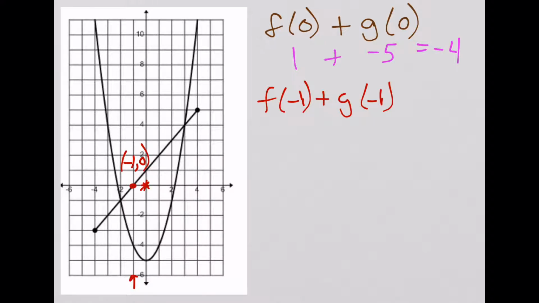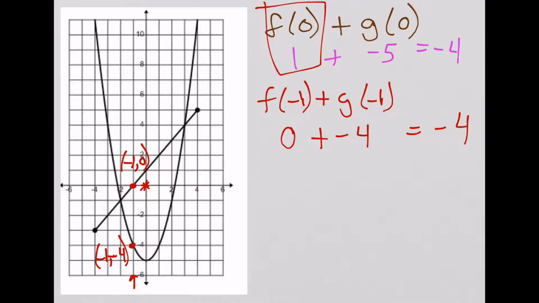Then I am adding to that g of negative 1. G of negative 1 is on the curved line, and my curved line hits negative 1 right here. So then the location of that point is negative 1, negative 4. That's a negative. And if I'm adding these together, then, yeah, that was right. F of negative 1 is 0, plus g of negative 1 is negative 4, and 0 plus negative 4 is negative 4 again. Okay, which one is greater, f of 0 or g of negative 3? Well, we just found f of 0 right here. F of 0 we know is 1.